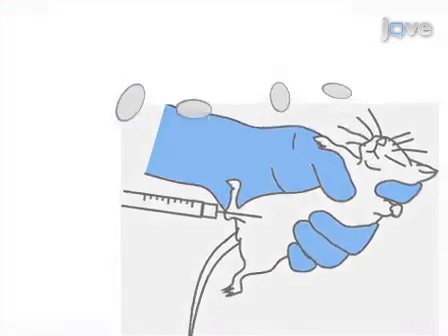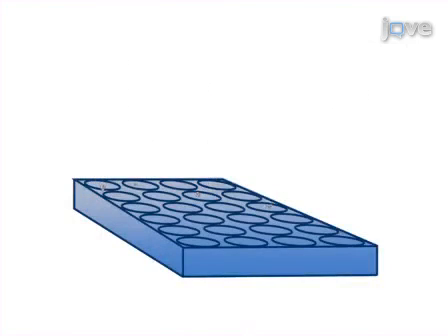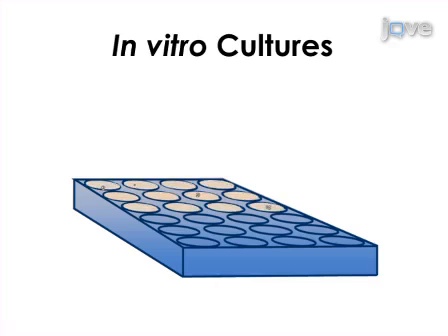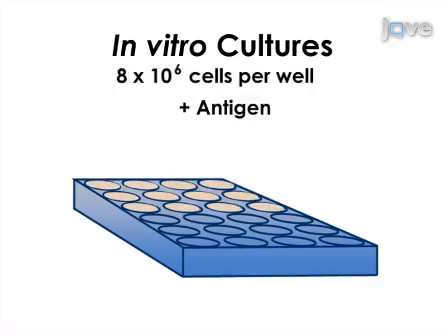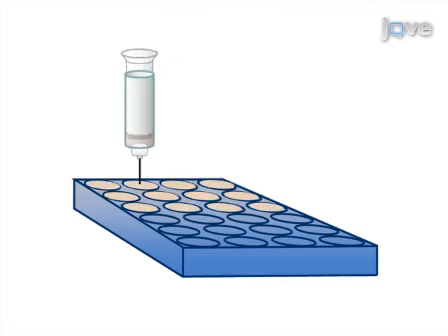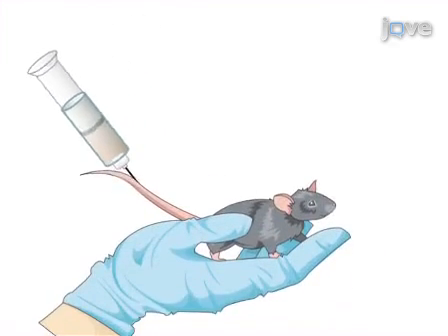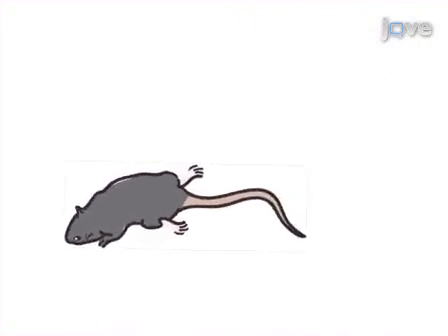10 days later, the lymph nodes from the donor mice are isolated and lymph node cells are re-stimulated in vitro by culturing them with the same antigen for 4 to 5 days. The cells are then adoptively transferred into naive recipient mice. Susceptible mouse strains will develop EAE in 8 to 14 days.